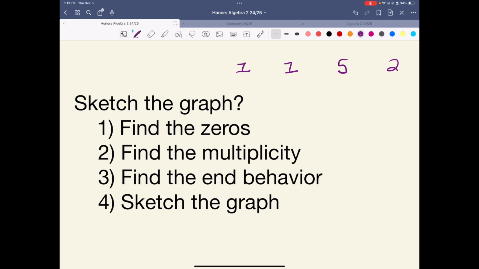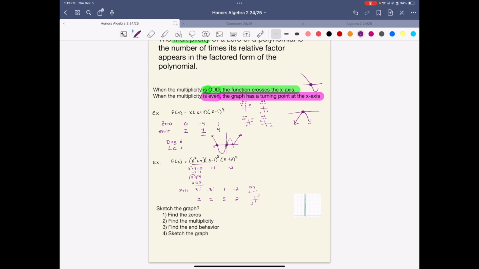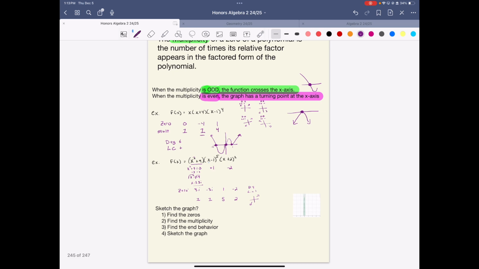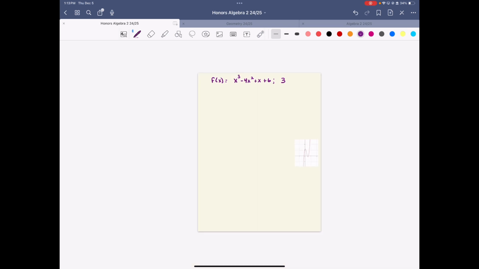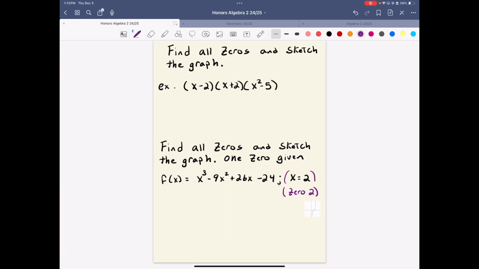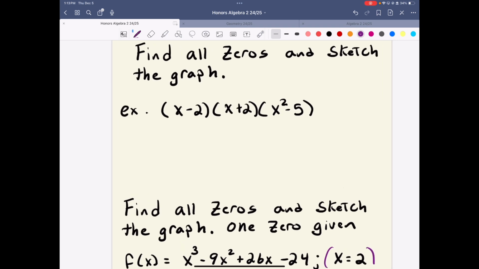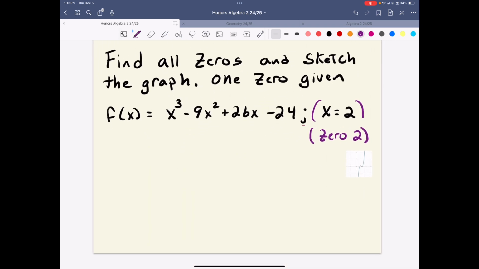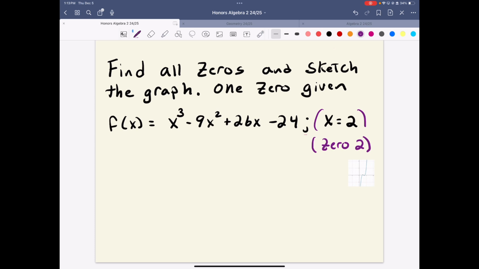Okay? Now, everything I've given you up till this point has been factored. Okay, it's in factored form. And that's how the first few on your assignment today are going to be. But what happens if it's not in factored form? What if we have to factor it out? Okay, so we're going to find all the zeros and sketch the graph.